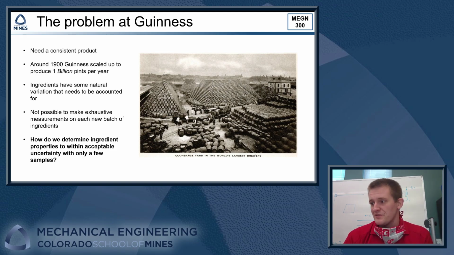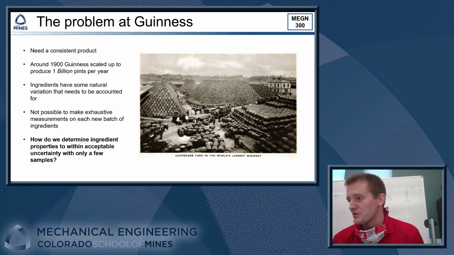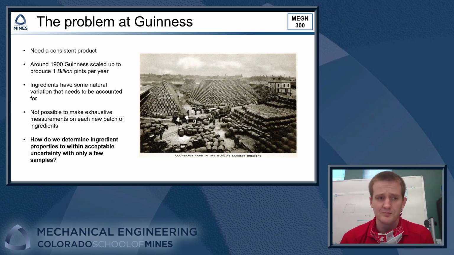This is a picture of the cooperage yard. All right, so the cooperage yard is where they made barrels that they would transport the Guinness in. And you can see they're using draft horses to drag those barrels around, and you can see how small a draft horse is compared to those stacks of barrels. So this is just a tremendous amount of beer that they're producing and selling all over the world.